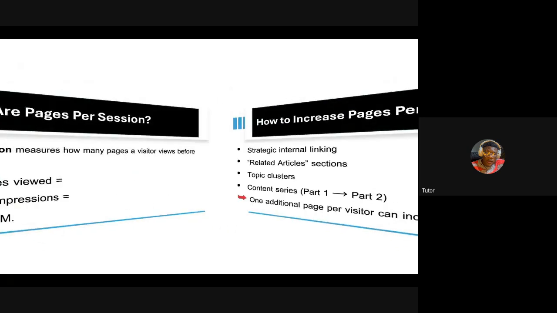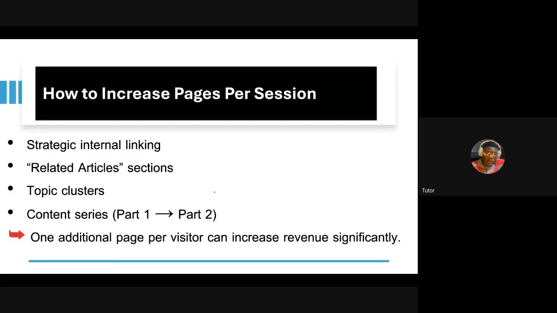Okay? Now, how to increase pages per session? Number one is strategic internal linking. Linking your different posts that have the same related content, putting them together, interlinking them together. I've taught you guys about internal linking.